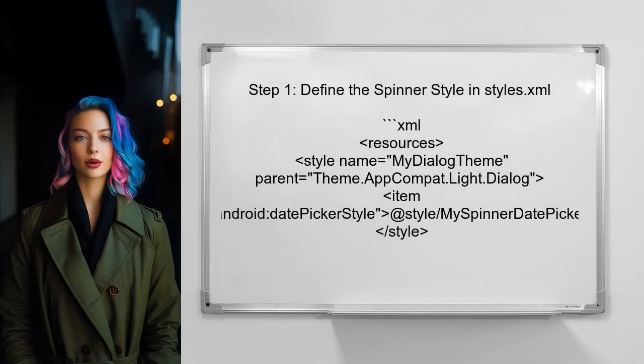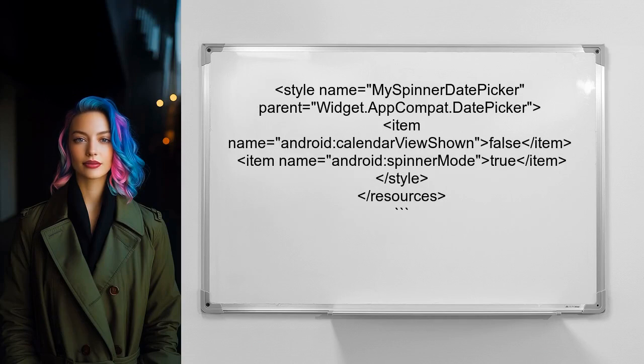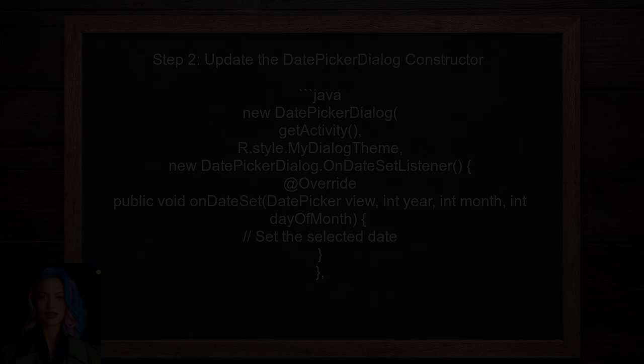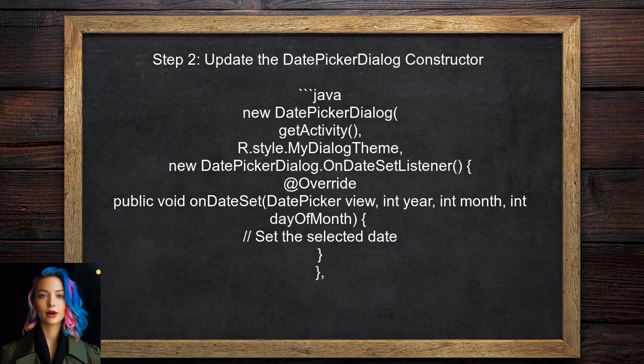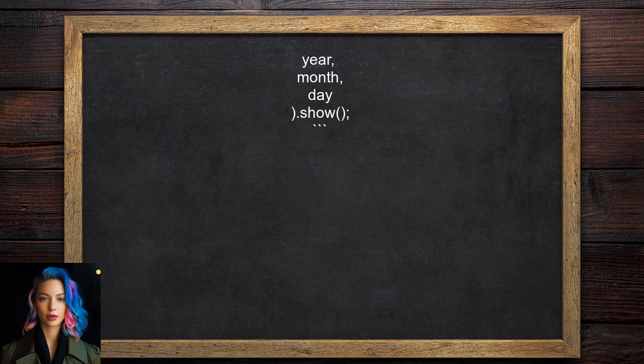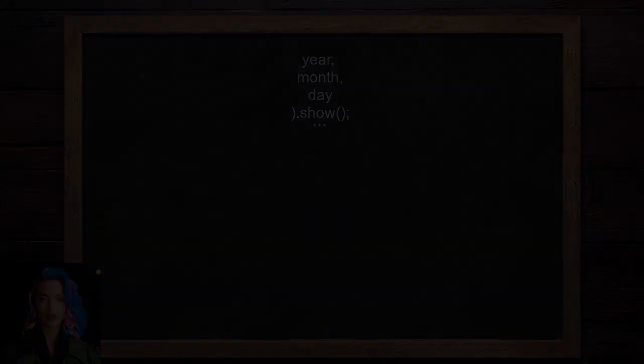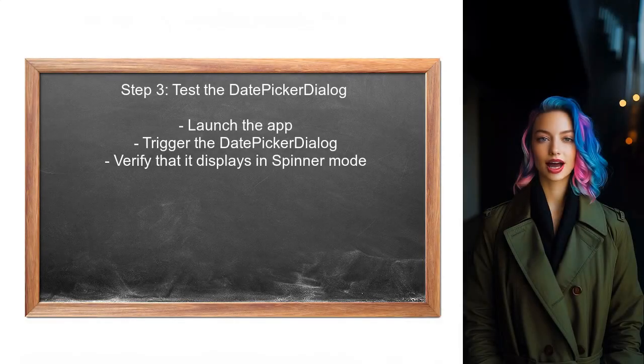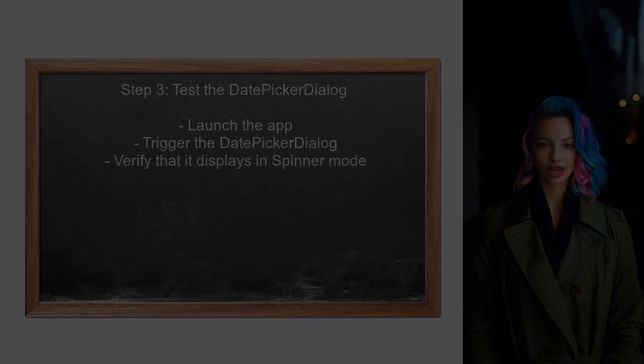To switch the date picker dialog to spinner mode, the user should first ensure that they have defined the correct style in their styles.xml file. This style should specify the spinner mode for the date picker. Next, the user should ensure that the date picker dialog constructor is using the newly defined style. This is crucial for applying the spinner mode to the dialog. After making these changes, the user should test the date picker dialog again. It should now display in spinner mode instead of the calendar view.